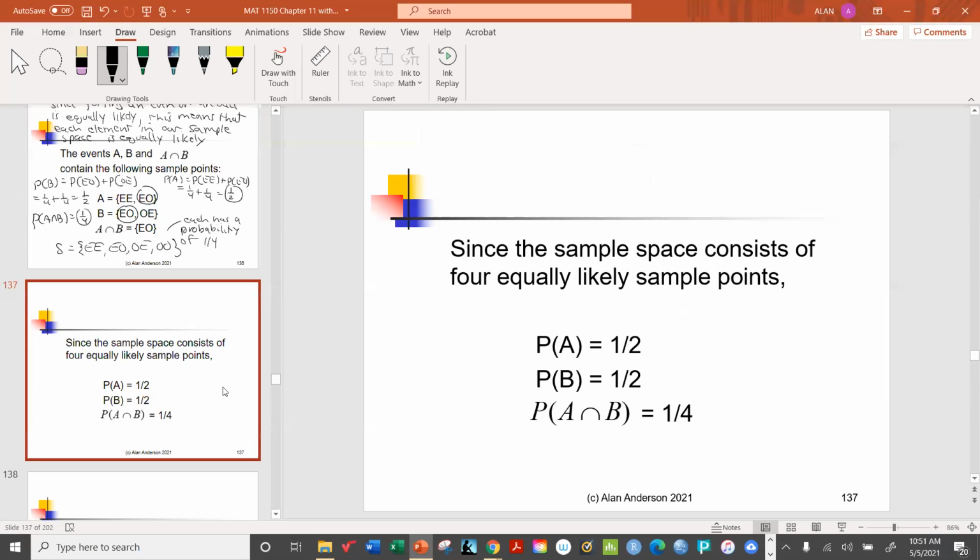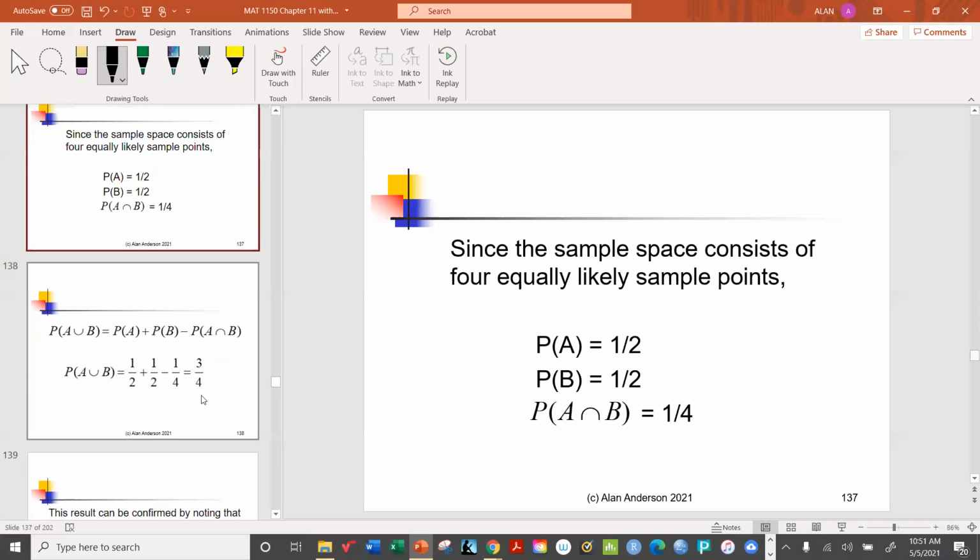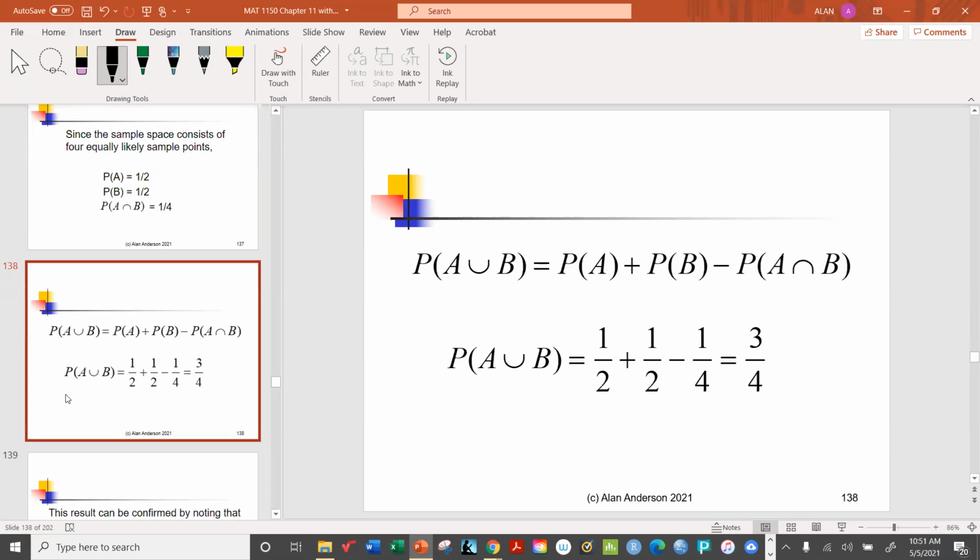So again, the probability of A and B are both a half, and the probability of A intersect B is a quarter, for the reasons that I mentioned in the last slide. It has to do with the way the sample space was constructed. But once we have this information, it's a very simple matter to plug them into the addition rule and come up with our probability. And here we go. So there's the addition rule. We'll just plug in the numbers, and yes, we do end up with 3/4.